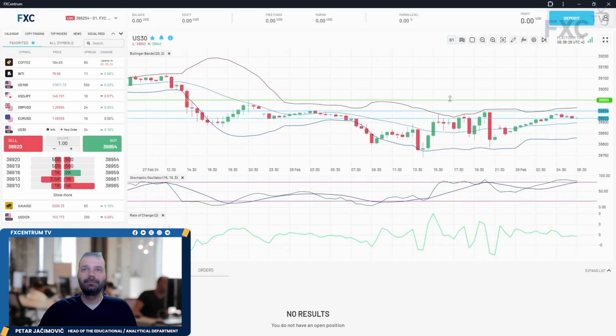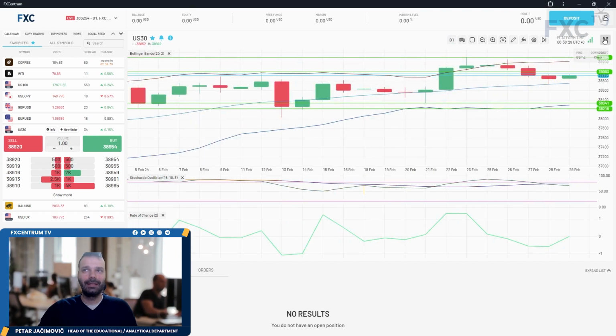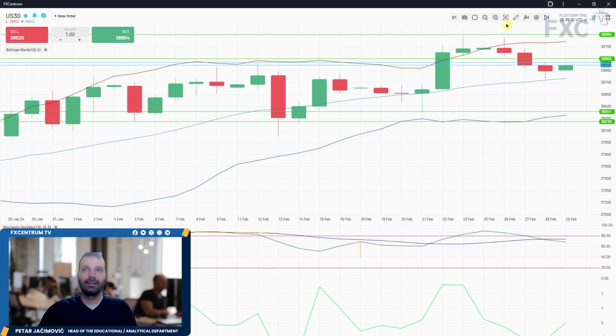We have the US 30. Again, the middle Bollinger Band acted like support yesterday. So let me take the horizontal line and put it here: 38,742. We had a rejection, not really massive buyers or anything, just support, but no bigger imbalance or bigger upside continuation. So far, we had this bear cross, the fast line crossed the slow line to the downside, and the rate of change flipped to the upside for today. That's probably the reason why we see some rally this morning.